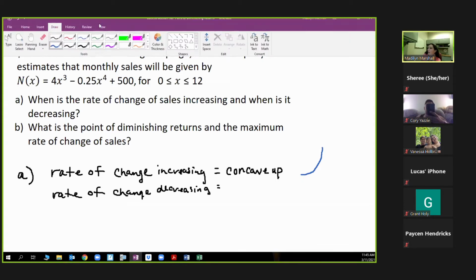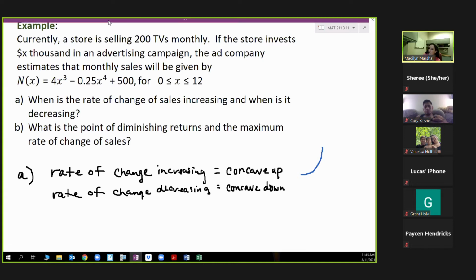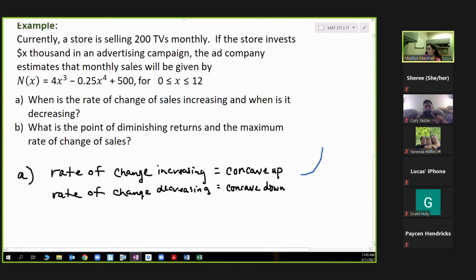The rate of change decreasing would be concave down. So now the rate of change is still going to be positive for this problem, but it is slowing down. So now it's concave down.